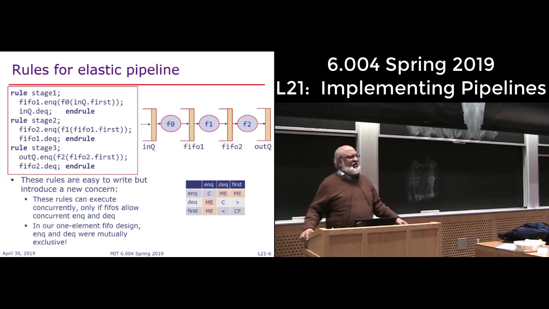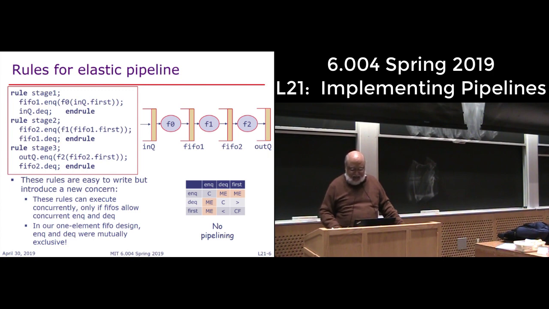This is very problematic. And that is captured here in this conflict matrix for the FIFO, where ME stands for mutual exclusion, that these two things can't happen at the same time. So this FIFO was easy to write, these rules were easy to write, but unfortunately when you try to use this FIFO to build this pipeline, we got nowhere, so there is no pipelining. Very troubling.